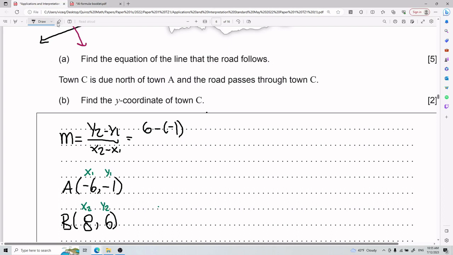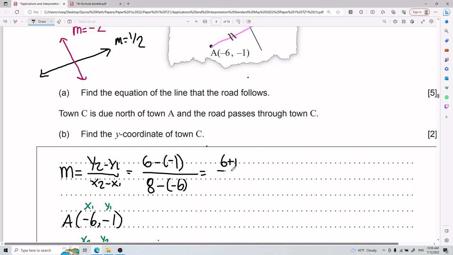Whenever I plug in a negative, I strongly suggest you put it in parentheses. Okay, just a rule of thumb. That way it's less likely that you mess up a double negative. On the bottom, I have x2, which is 8, minus x1, which is -6. So I plug it in parentheses again. So up top, I have a double negative. That makes 6 plus 1.